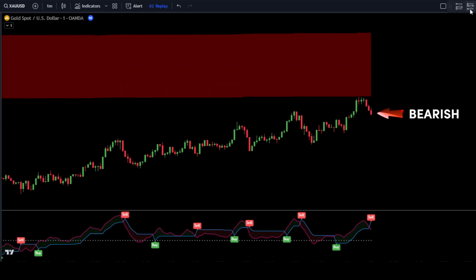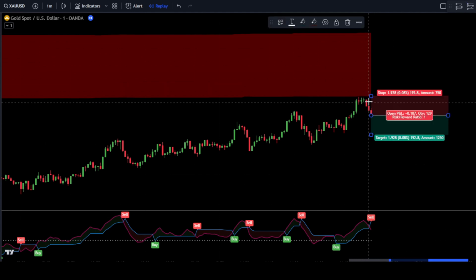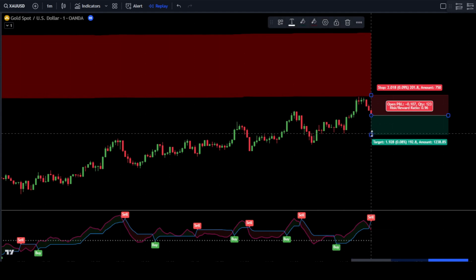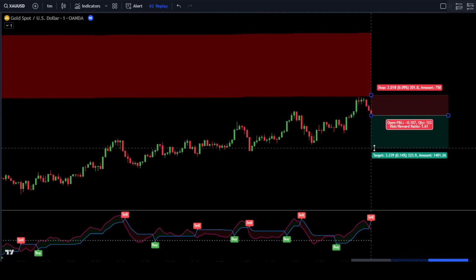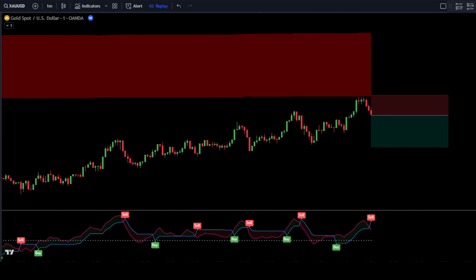If all conditions are met, you can place a sell order after the bearish candlestick has closed. Place a stop loss at the last swing high. Target the take profit using a risk and reward ratio of 1 to 1.5.